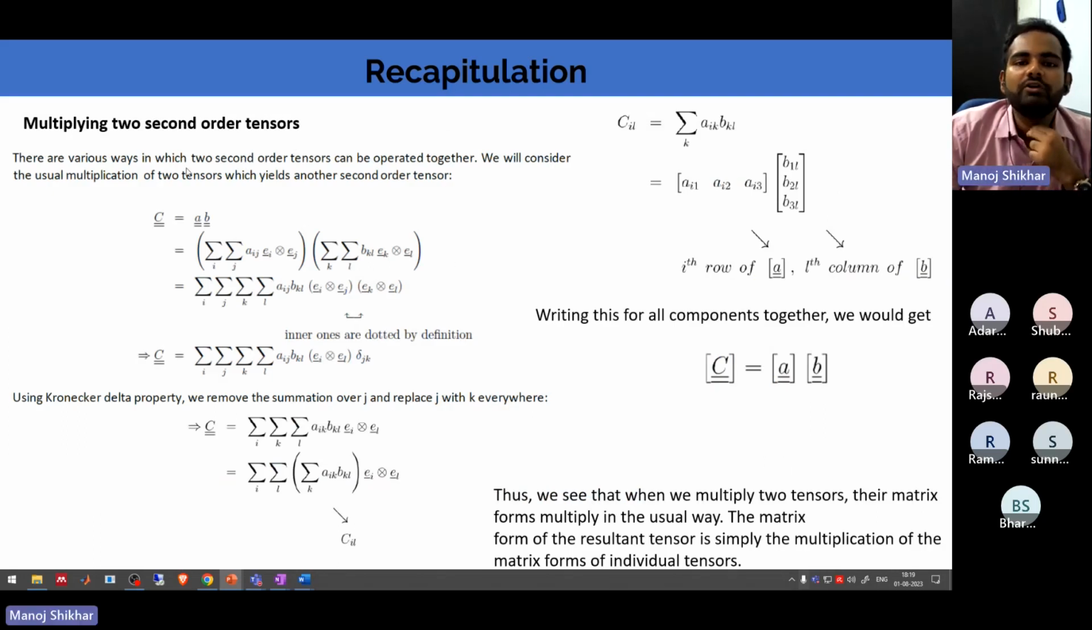Now, how do you multiply two second order tensors? There are various ways in which two second order tensors can be operated. The first one is the inner dot product. Here you have two tensors A and B, and you are taking an inner dot product. Sorry, the single contraction is different; this is an inner dot product. When you do A dot B, this is equivalent to multiplying the matrix forms of these tensors A and B.